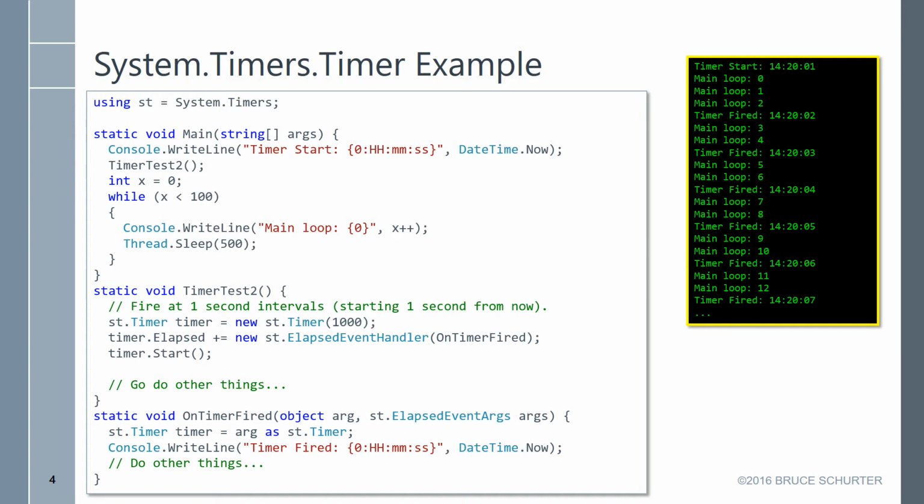System.Timers.Timer is a little bit different than the System.Threading timer. This one is event-based, where the other one was callback-based. Also notice here it's in a different namespace.